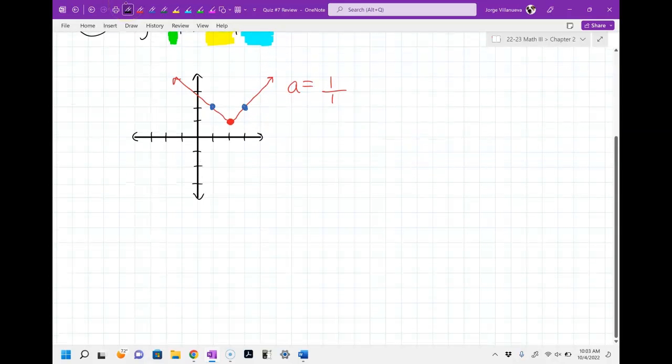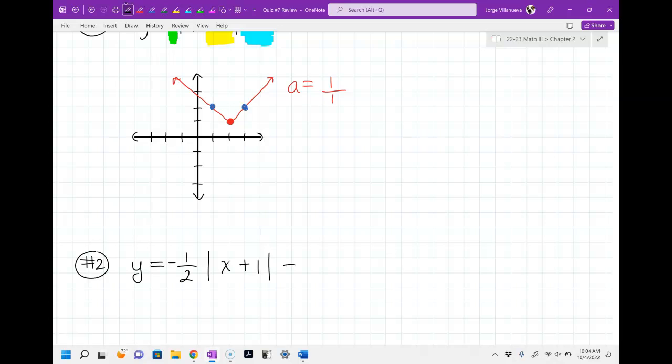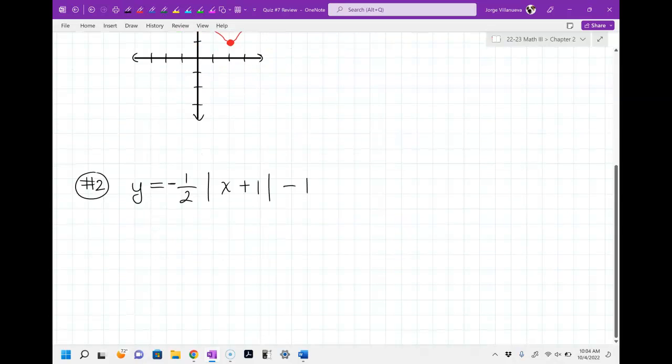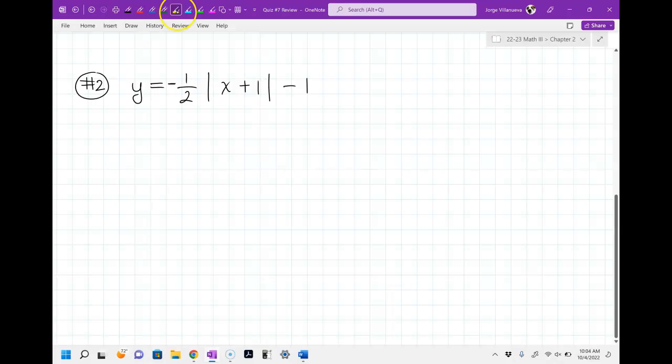All right, let's try one more of these graphing things. Let's say y is equal to 1/2. We'll make it negative 1/2 times the absolute value of x plus 1, minus 1. Now remember, I'm going to highlight these things, okay? My H value, I'm going to highlight it yellow. My K value, I'm going to highlight it blue. And my A value, I'm going to highlight it in green, okay? Again, those are the 3 main things I need to know. If I know those 3 things, I can graph anything, all right?